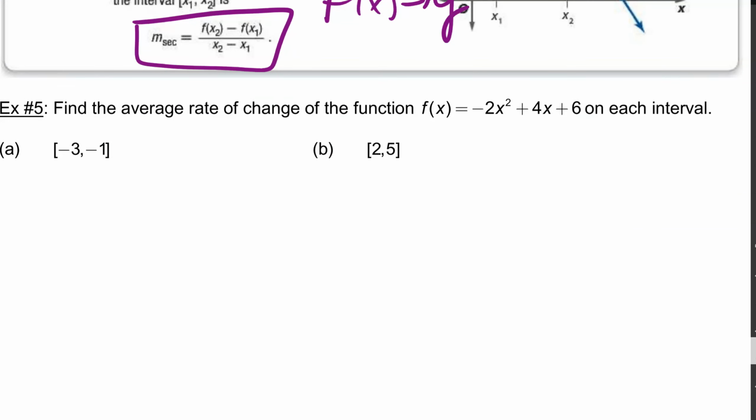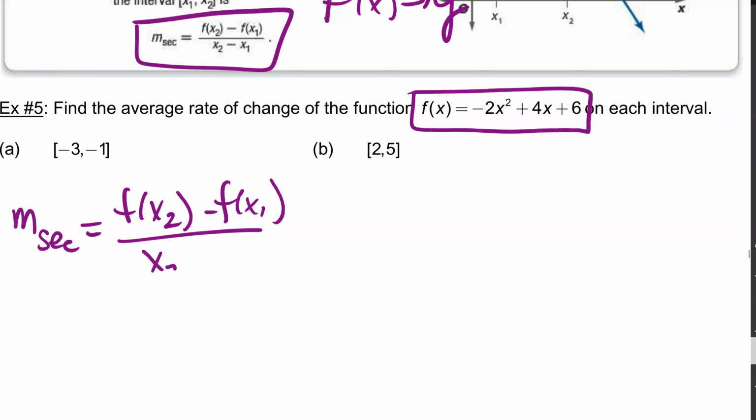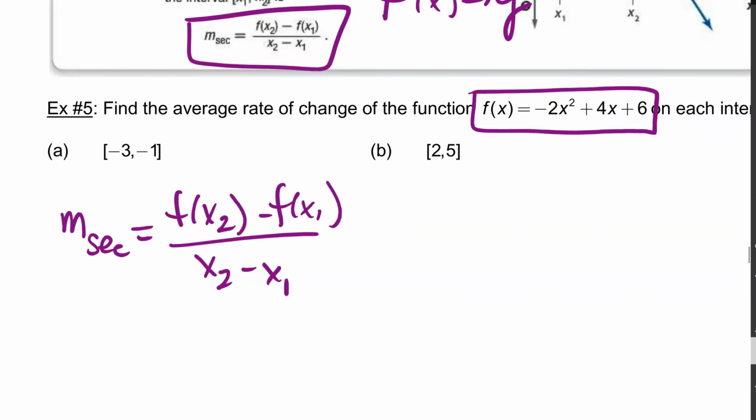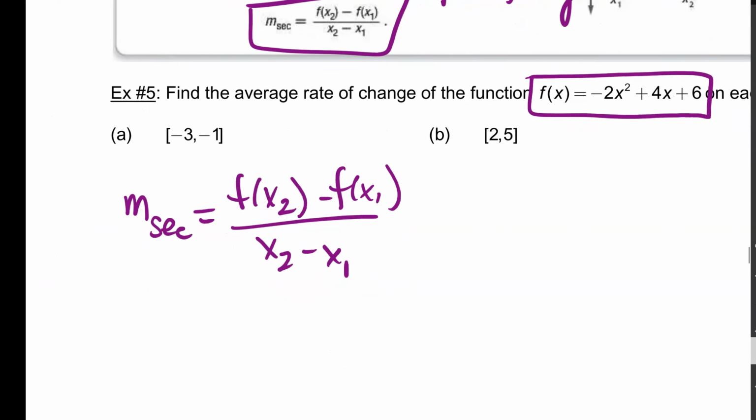All right. Find the average rate of change of the function f of x equals negative 2x squared plus 4x plus 6 on each interval. So I know the slope is going to be f of x2 minus f of x1 all over x2 minus x1. Let me zoom in a little more for this.